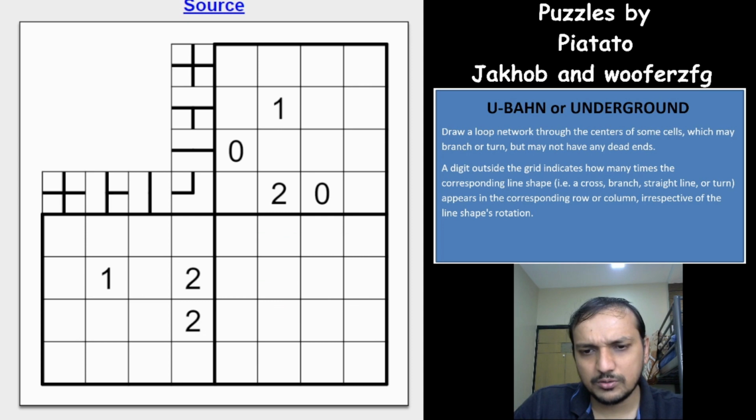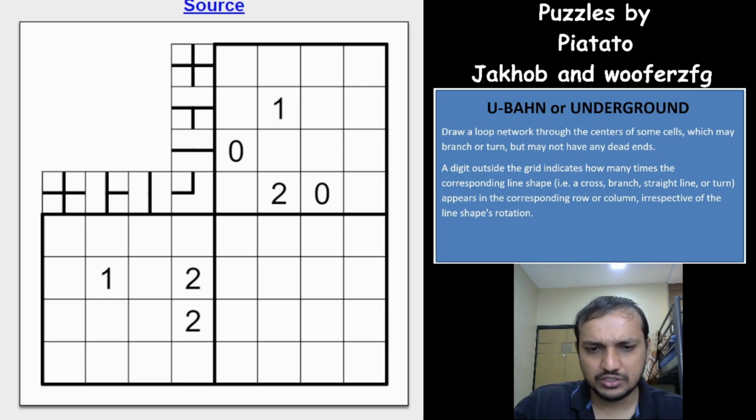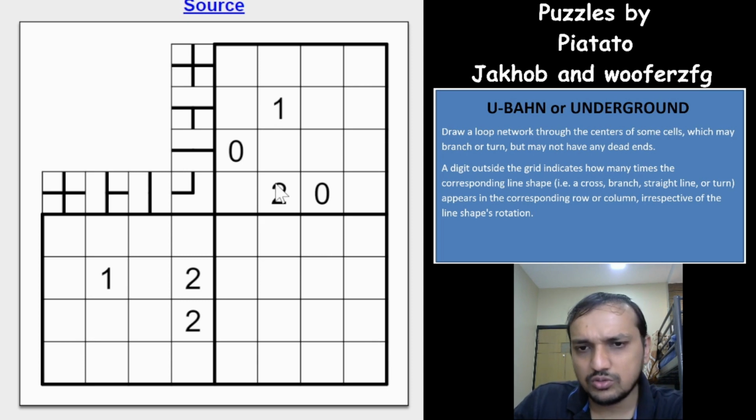So this is what the rule means, and a digit outside the grid indicates how many times the corresponding shape, a branch, a straight line or a turn, appears in the corresponding row or column, irrespective of the line shape's rotation. For example, the 2 here means you can have 2 turns in that column. This 2 refers to the turn, this 0 refers to the straight line, this 1 refers to the branch, and you don't have any reference for the plus here for now.